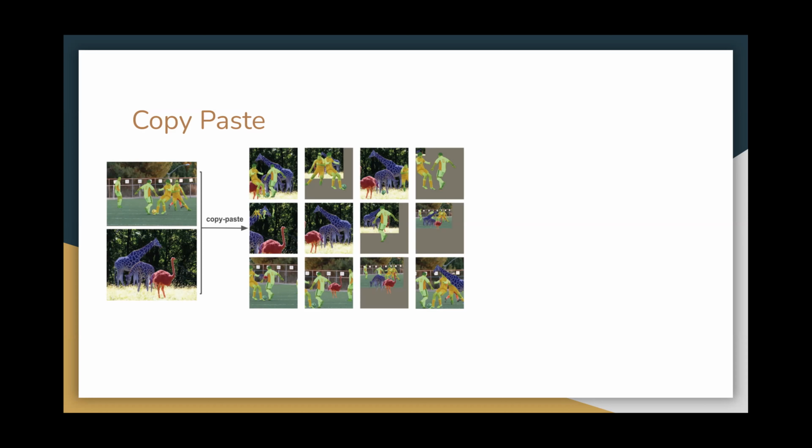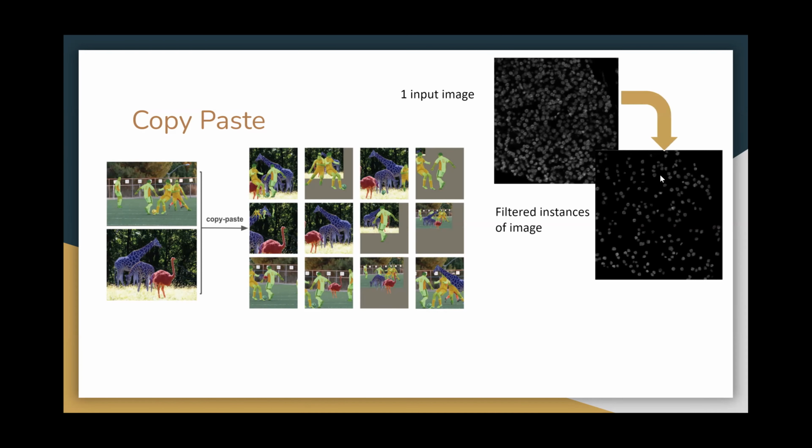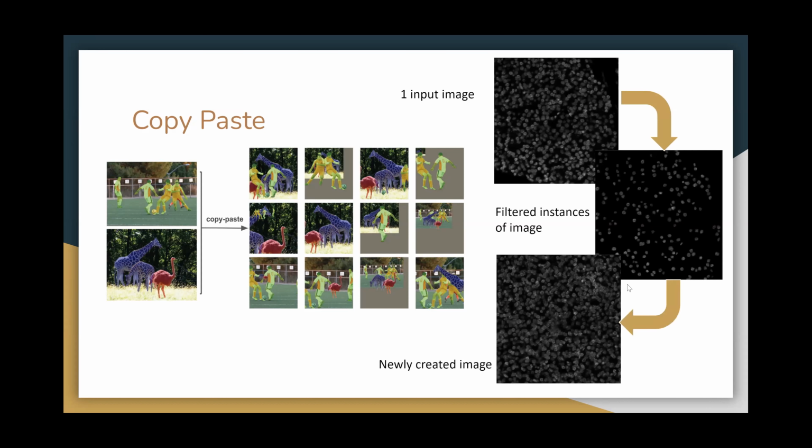So what it looks like is, if we have one input image, I can take some of the instances, filter them, and create a new image, and then I'm going to combine that from multiple images to create a new image like this. And I'm going to do that over and over again, and that's going to make us able to have more data than we actually have. And so that solves most of the problems.